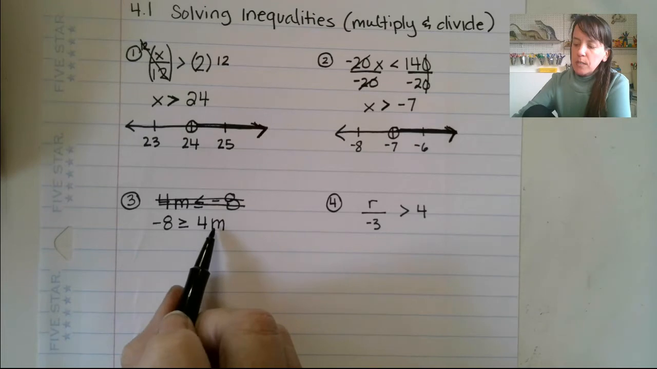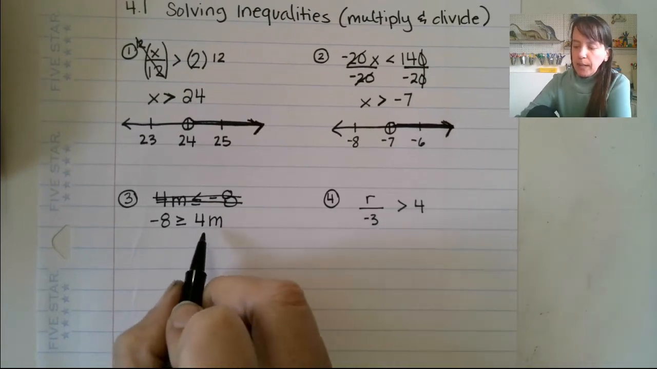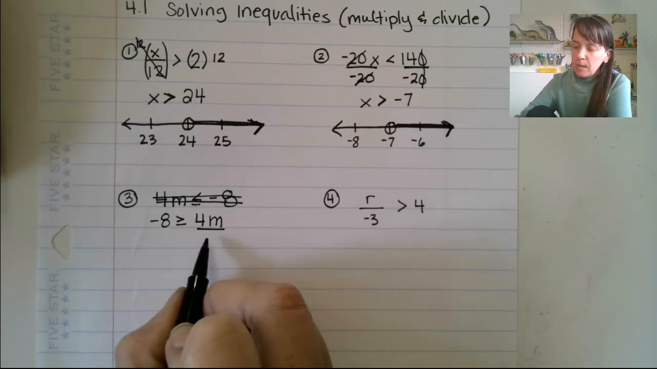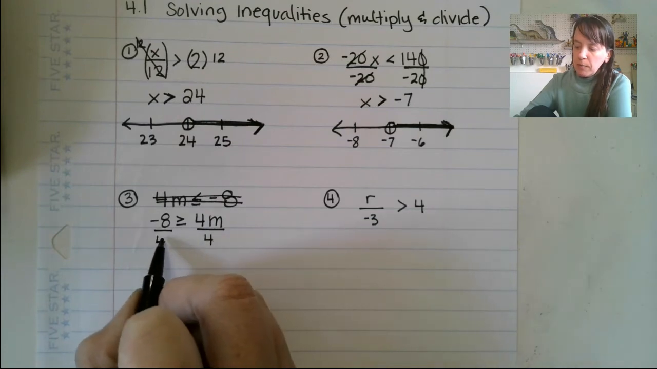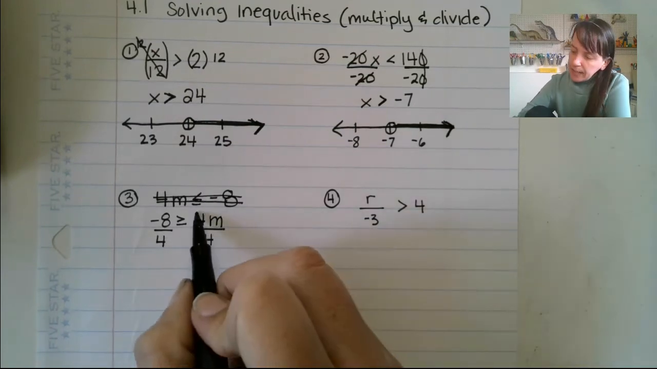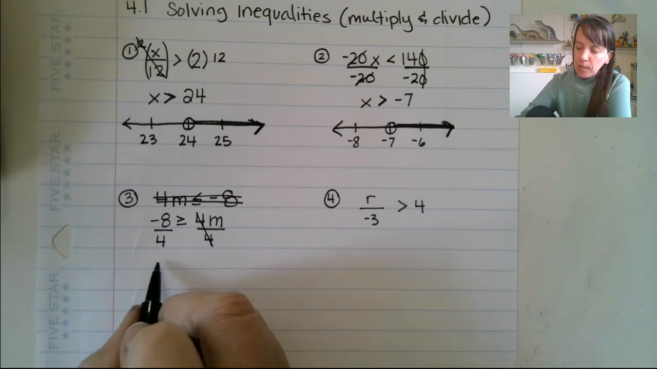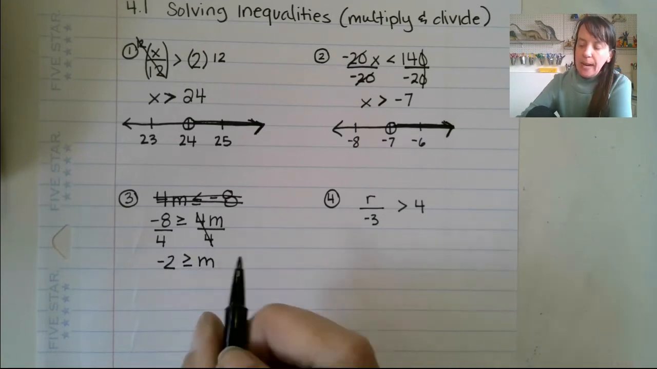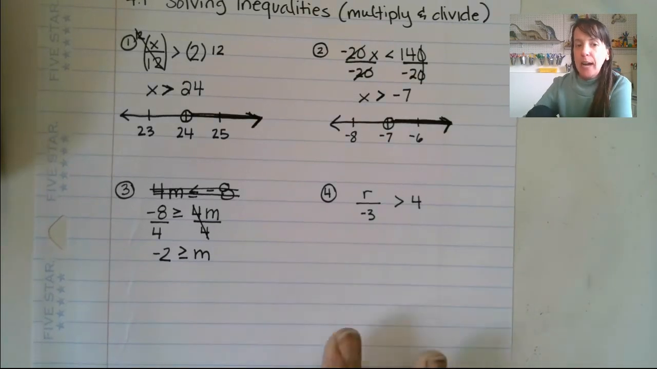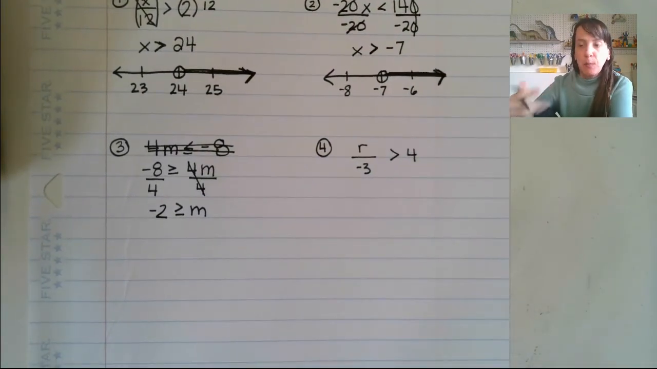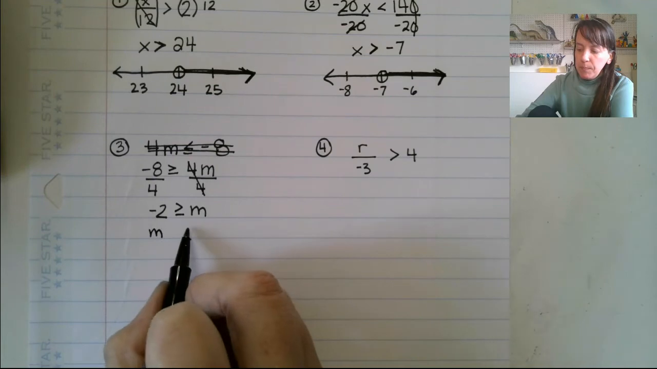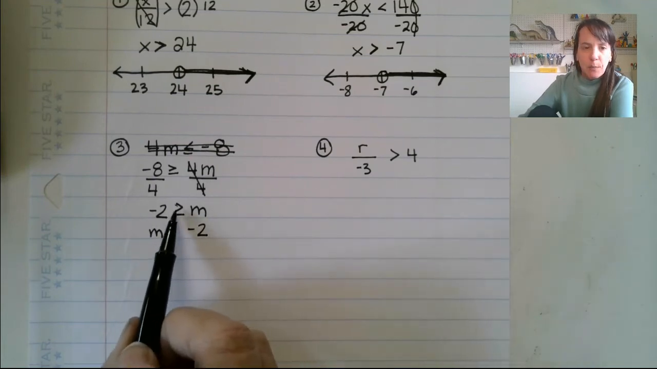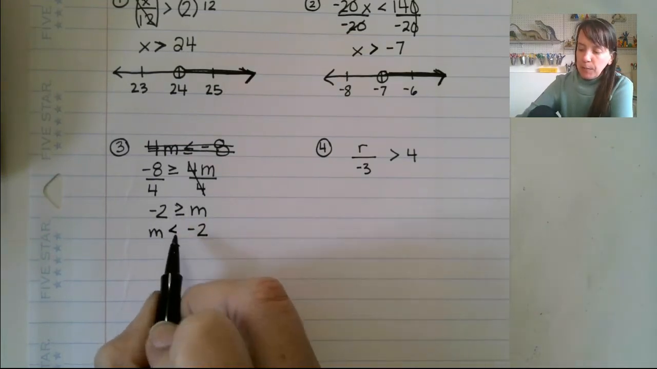All right, so to solve for the variable on this side, we're multiplying, and the opposite of multiply is divide. Divide by 4, divide by 4, okay? That gives me negative 8 divided by 4 is negative 2 is greater than or equal to m. Now, when it shows up like this, it's a really good habit to flip that around. So we're going to write m, negative 2, and you see how the alligator's opening to the negative 2? That means we've got to flip it.